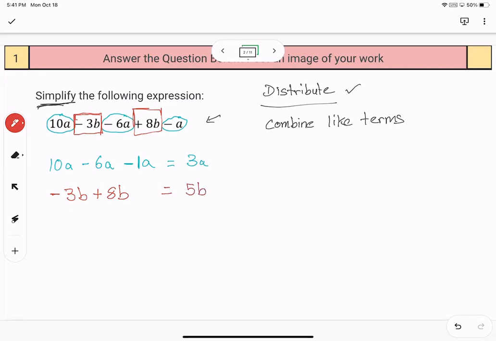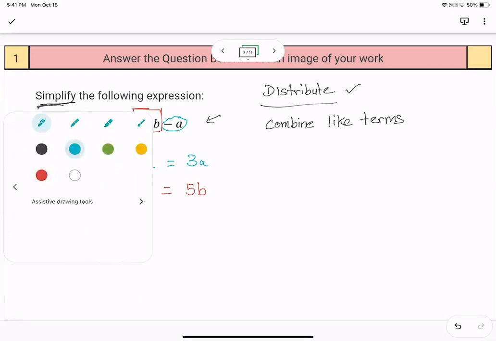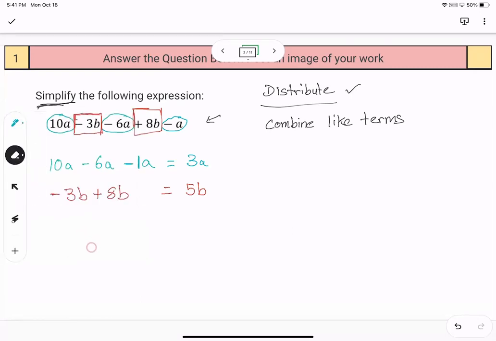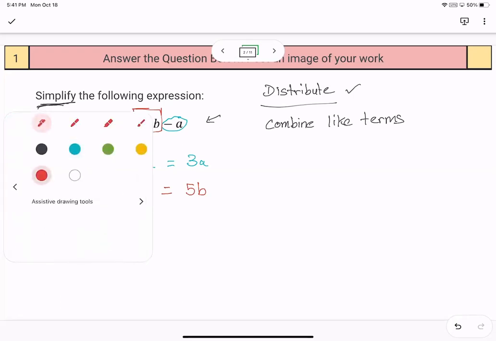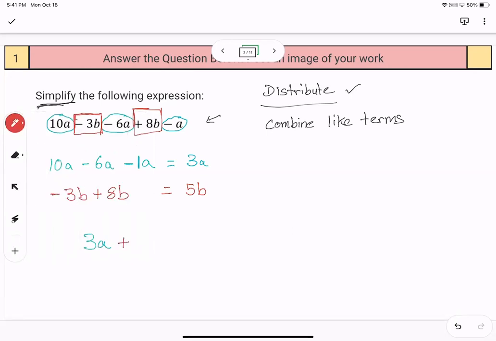Now, to simplify the expression, we have to write it as an expression. So we have here 3a, and then this is a positive 5b. So 3a plus 5b. And that is your simplest terms. There's nothing else you can combine. There's nothing we can plug in. This here is our simplest terms.